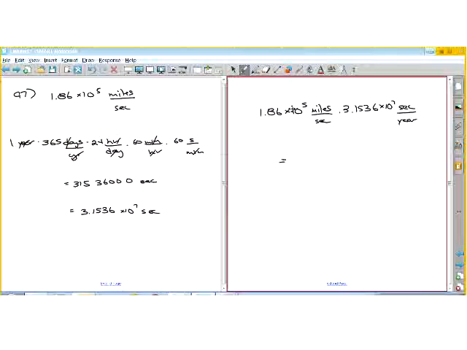We multiply these two numbers together, 1.86 times 3.1536. That's 5.8. We'll just round to three numbers. 5.87 times 10 to the 5th times 10 to the 7th. You add the exponents, you get 10 to the 12th. So it's 10 to the 12 miles per year. And that should be the answer. Miles in a light year: 5.87 times 10 to the 12th.